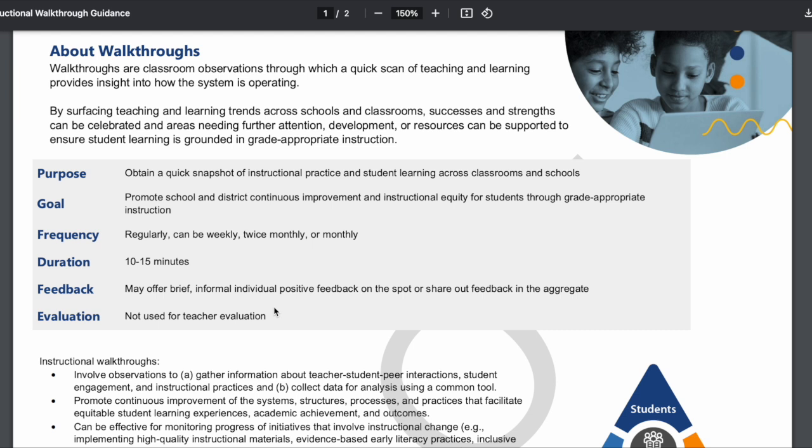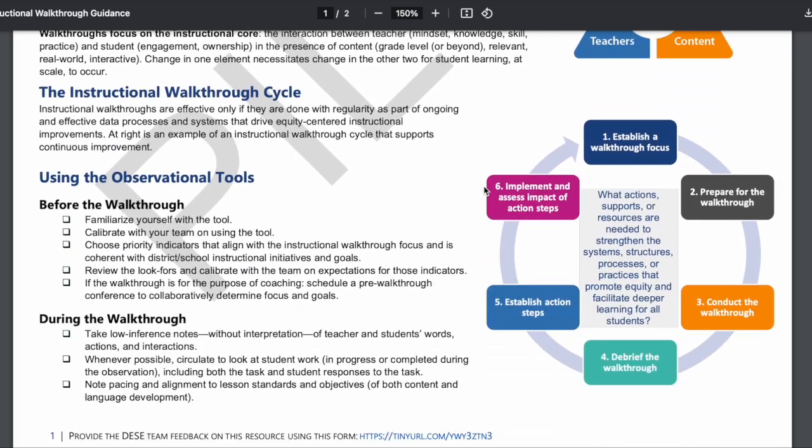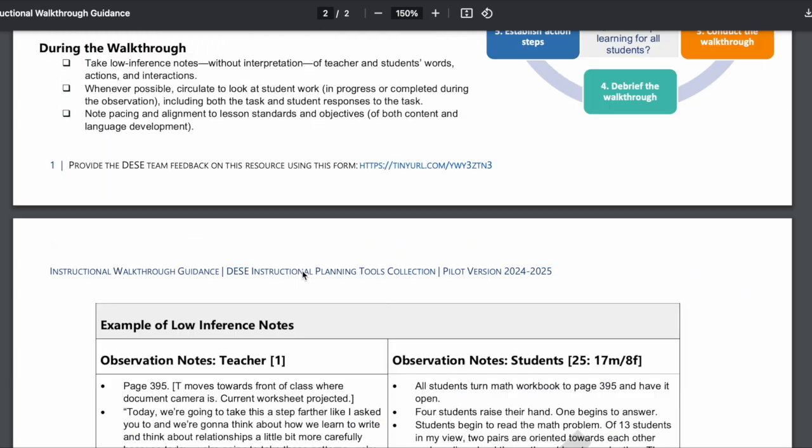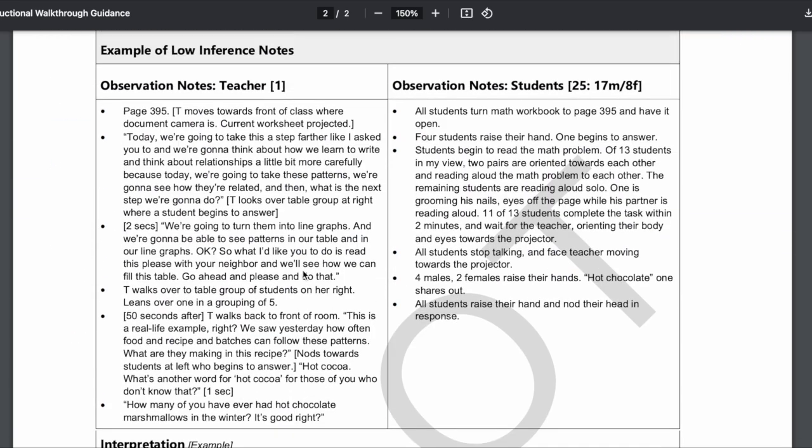Also, it could give on-the-spot feedback for specific teachers, but it could also be in the aggregate, right? We're emailing out, we actually see these trends across classrooms, and it is not used for teacher evaluation. So there's a lot of different pieces here. Please feel free to use all these checklists and think about all of the pieces. There's a whole cycle, but what I want to name here is an example of low inference notes.